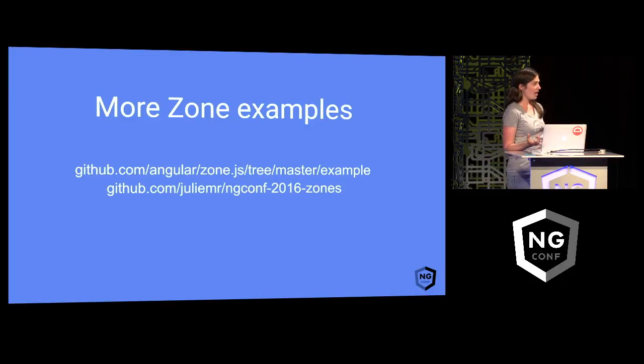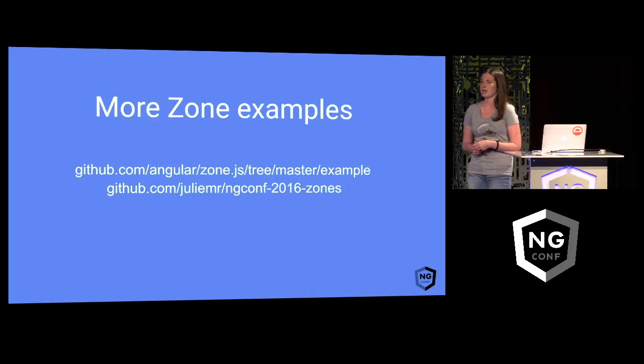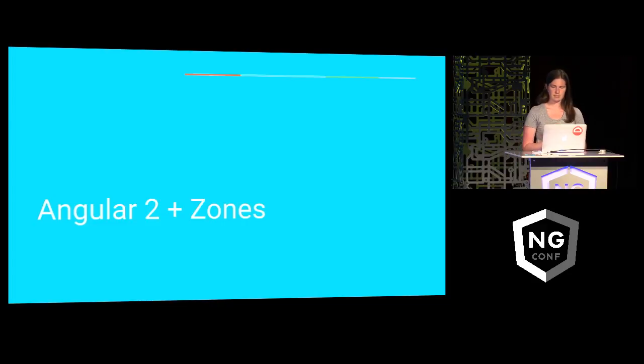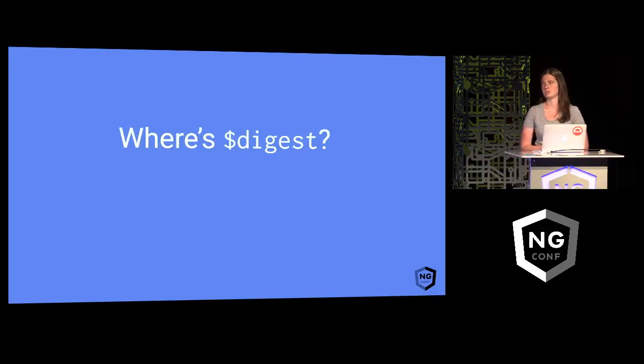So the zone repo has a bunch of good examples, and I have a couple of examples that are similar to what I've put in this talk in my ng-conf 2016 repository as well. Okay, so while we're all here at ng-conf, and I promised that Angular was using zones, let's talk about how Angular 2 contributes to zones.